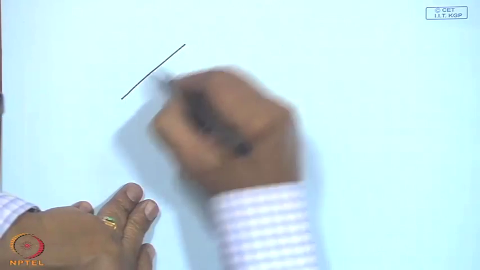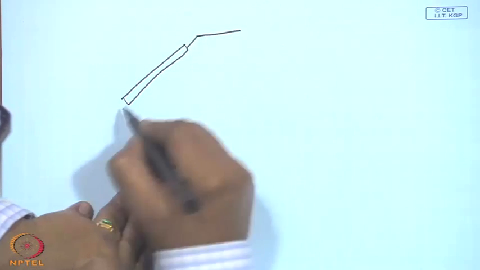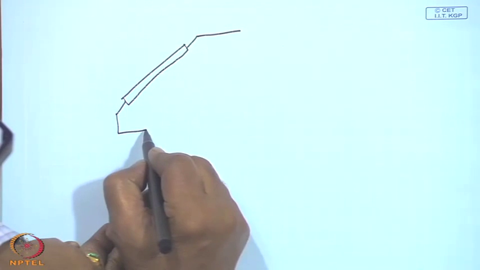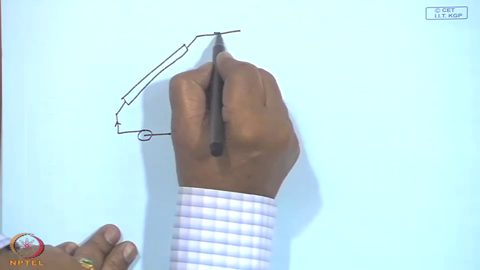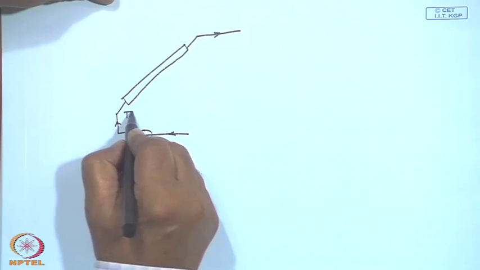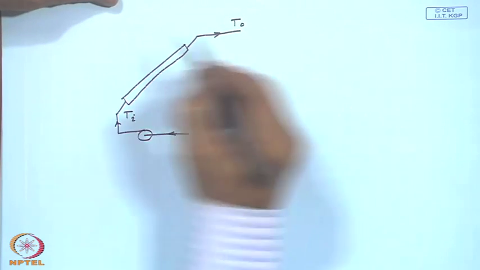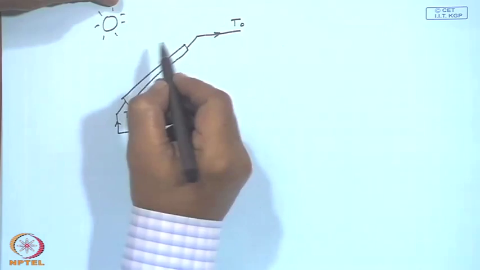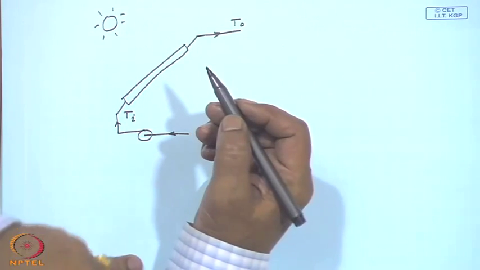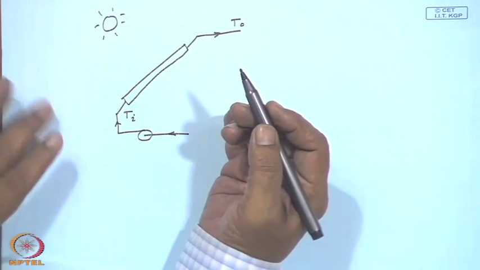So, having given this, now this may be tilted at a certain angle. Now, there will be a pump or a blower, and this is how the fluid enters at Ti and exits at To. We are at the moment not concerned with the rest of the system, and this is the sun's ray with a certain angle of incidence. Now, we know how to calculate IT, that is the solar radiation falling on the surface.